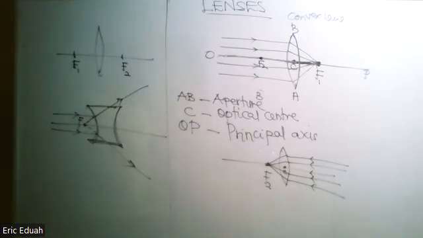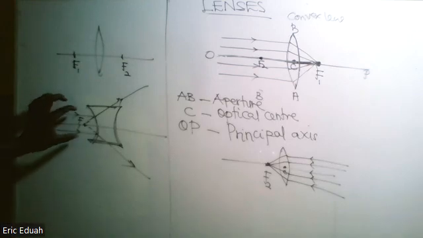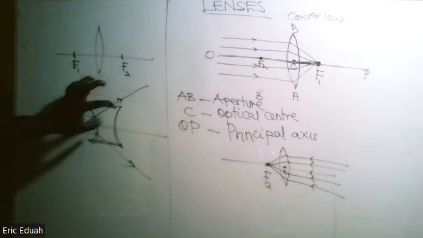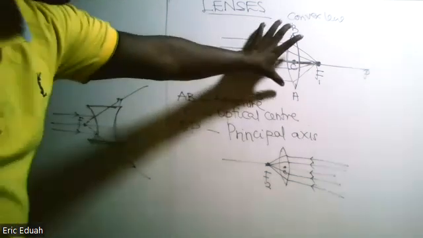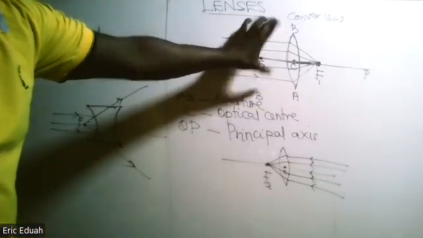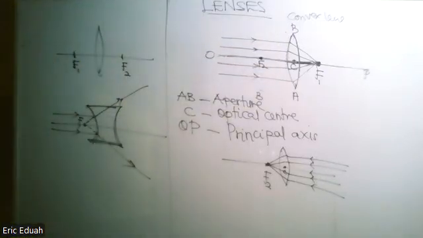Mr. Dia, please, does it mean that the principal focus of the biconcave lens is virtual? Biconcave, yes, it's virtual because the diverted rays appear to be diverted from the point. And this one, its principal foci, it's real. So you are right. Thank you. All right.